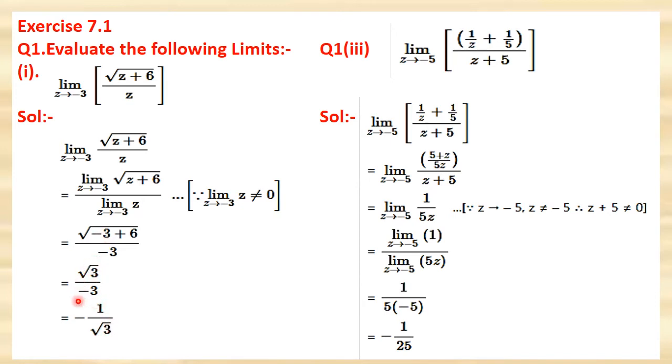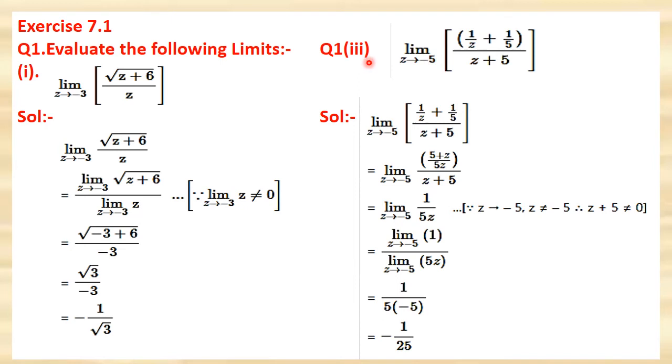So root 3 upon minus 3: minus 3 can be split, that is root 3 into root 3. And one root 3 can be cancelled, or you can keep it this way also. Minus root 3 upon 3 you can also keep as the answer. So minus 1 upon root 3 is the answer of this limit, or the value of the limit.